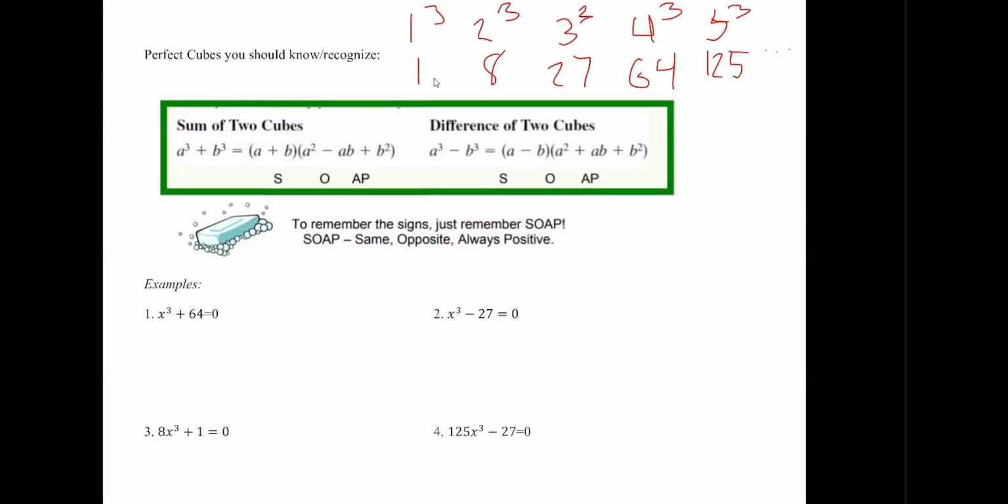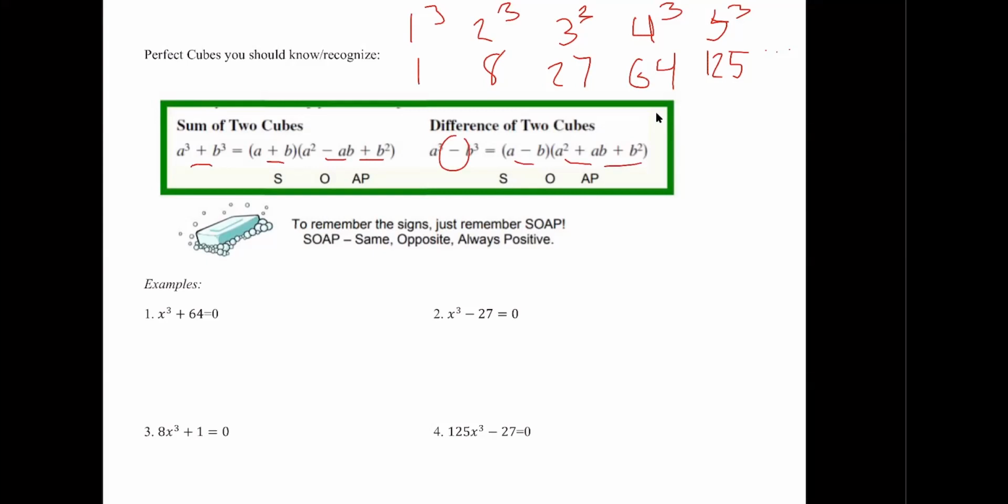But hopefully you're eventually going to want to recognize some of these perfect cubes, because if you have something like an x cubed plus a constant that's cubed, you can use this formula, the sum of two cubes or difference of two cubes. One way to remember these formulas is the acronym SOAP. It's Same, Opposite, Always positive. If it's a plus, you have the same sign, the opposite sign, and then this last sign is always going to be positive. Same thing if it's a minus: the same sign, the opposite sign, and then it's always positive for that final sign.